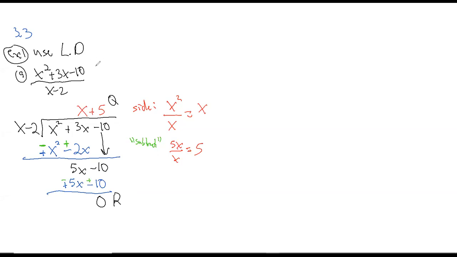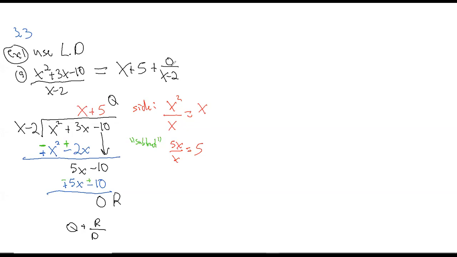So the answer, remember it goes quotient plus remainder over divisor. Again, quotient plus remainder over the original denominator, D for denominator. The quotient's x plus 5. It's the red right here. Then a plus. The remainder was 0 over the original denominator's x minus 2.